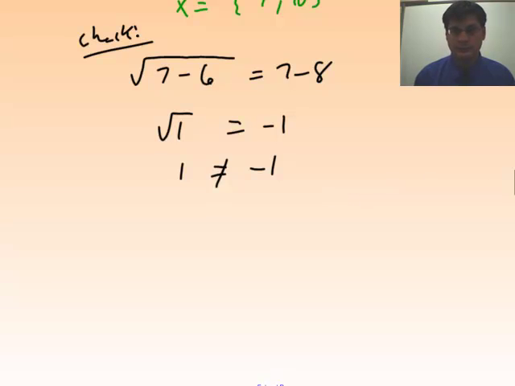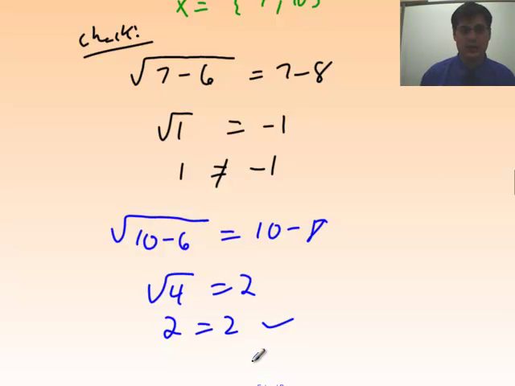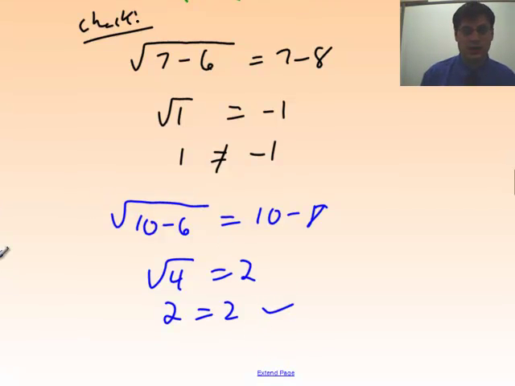Okay, so square root of 10 minus 6 equals 10 minus 8. 10 minus 6 is 4, so the square root of 4, and then 10 minus 8 is 2. Square root of 4 is 2, and 2 equals 2. That checks out. So 10 is our only real solution.